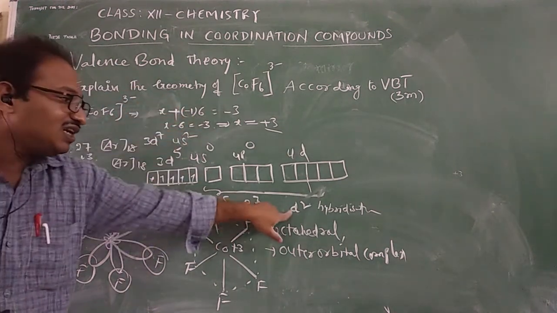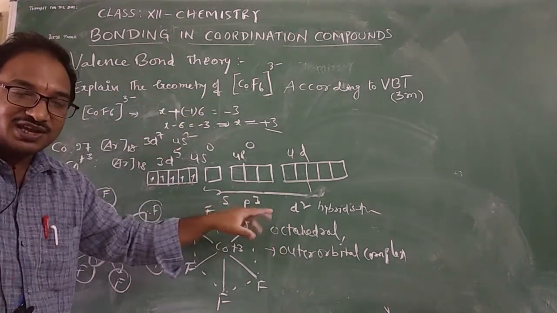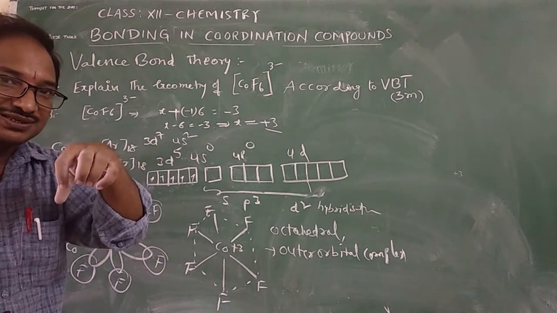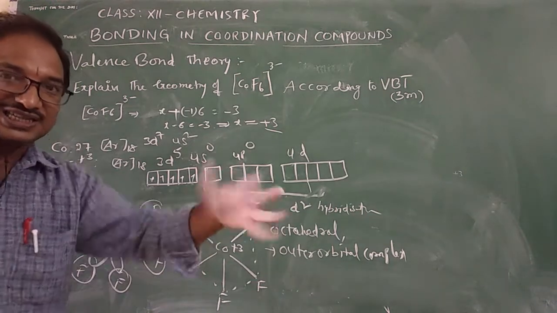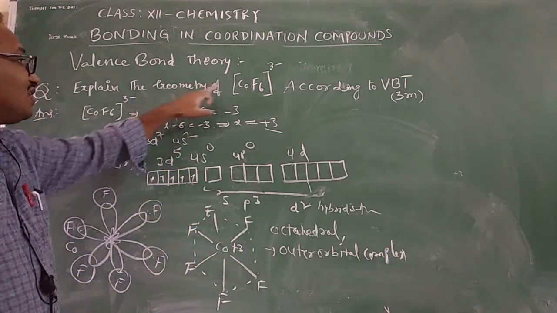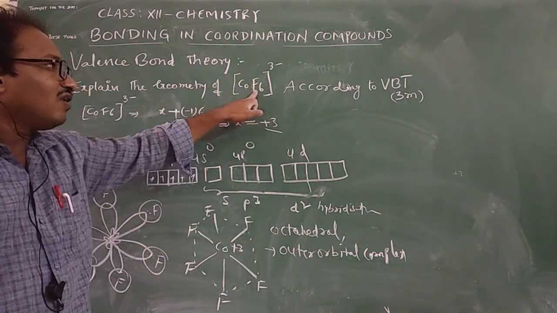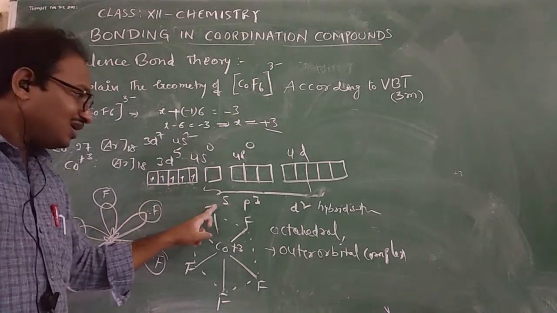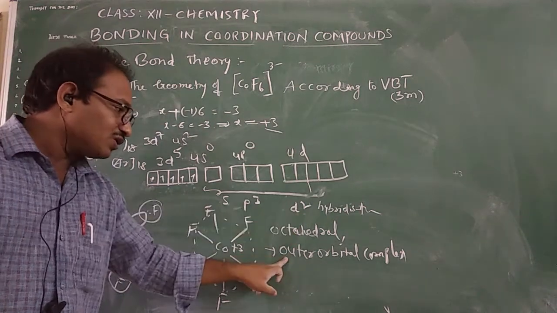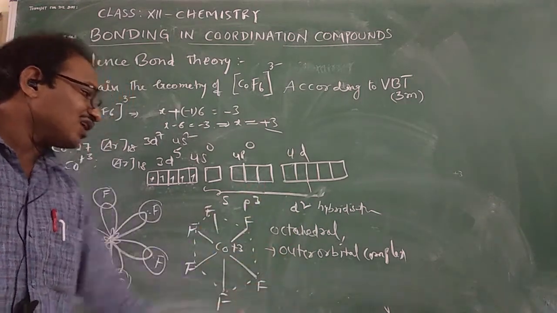You may have doubts: in Co(NH3)6 3+ the hybridization is d2sp3, so why here sp3d2 hybridization? Your marks are based on this hybridization. If you write the hybridization correctly, they will give marks. Here in CoF6 3 minus, fluorine is a weak ligand, so the electrons cannot get rearranged. So here sp3d2 hybridization means it becomes an outer orbital complex.